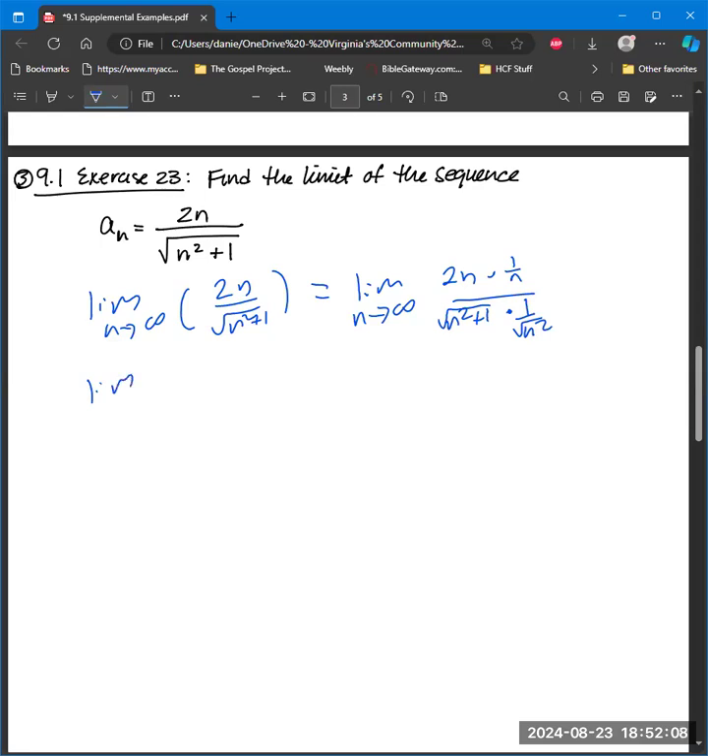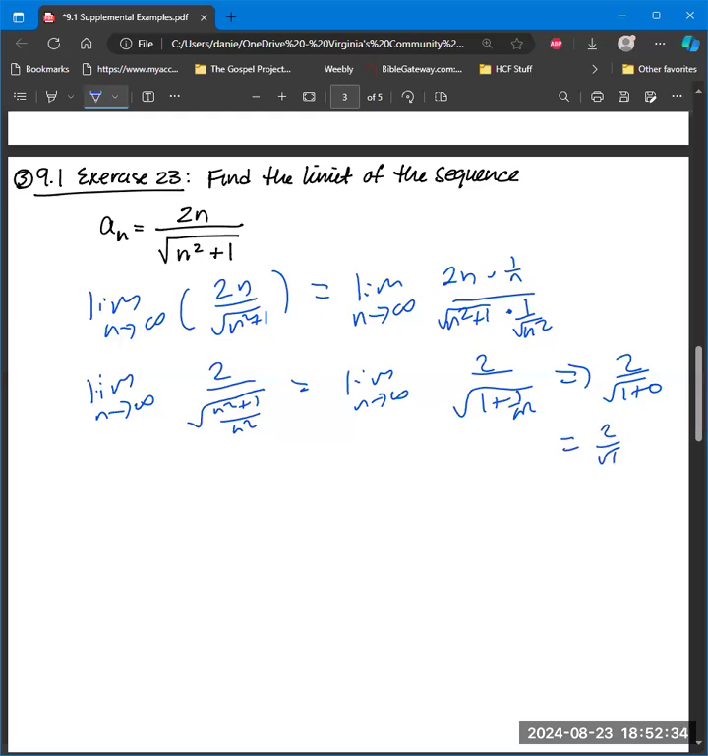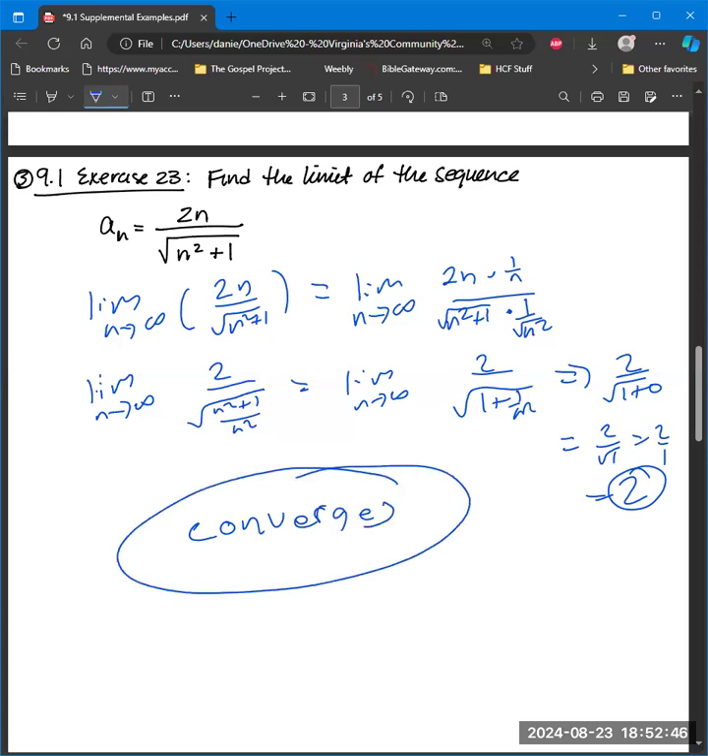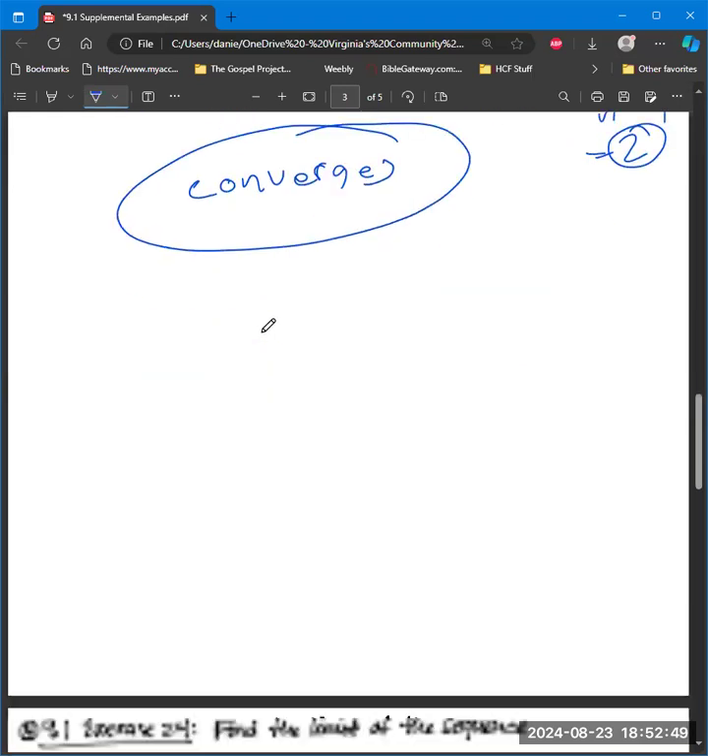And this is limit as n goes to infinity of 2 over the square root of n squared plus 1 over n squared, which is limit as n goes to infinity 2 over root 1 plus 1 over n squared, going to 2 over root 1 plus 0, equal to 2 over root 1, is 2 over 1, is 2. And so this sequence converges because it has a limit. That limit is not infinity or negative infinity.